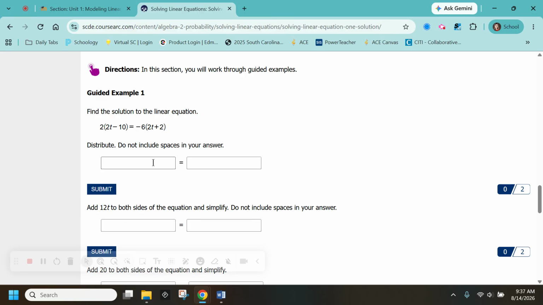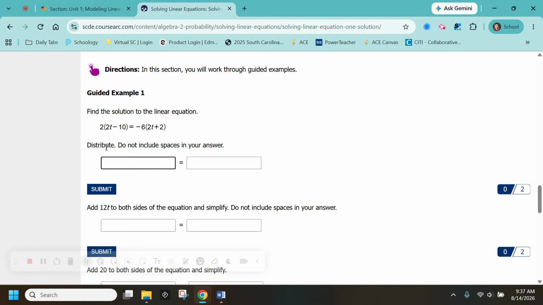Just be careful how you're entering your answers and pay attention to what it's actually asking you to do. This guided example 1 says find the solution to the linear equation. It's broken down by steps, so you're not going to solve it all out and put your answer here. This part says to just distribute. Do not include any spaces in your answers, because spaces will count as a character.